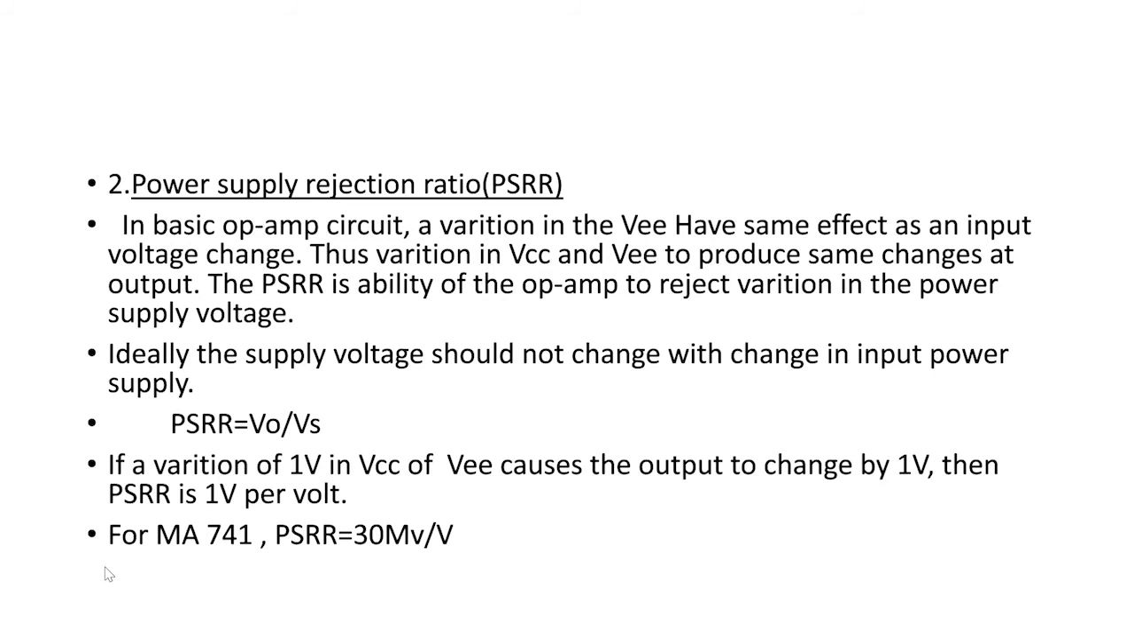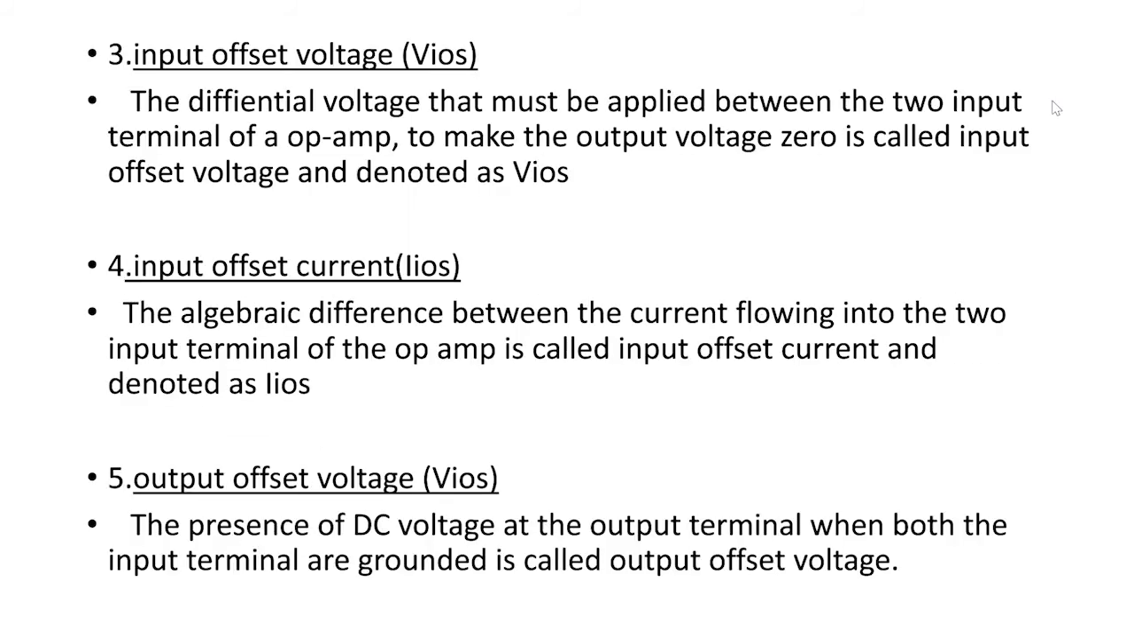For the MA741 op-amp, PSRR equals 30 microvolt per volt. Input offset voltage: the differential voltage that must be applied between the two input terminals of an op-amp to make the output voltage 0 is called input offset voltage and denoted by Vios. That is the differential voltage that must be applied to get the output as 0.